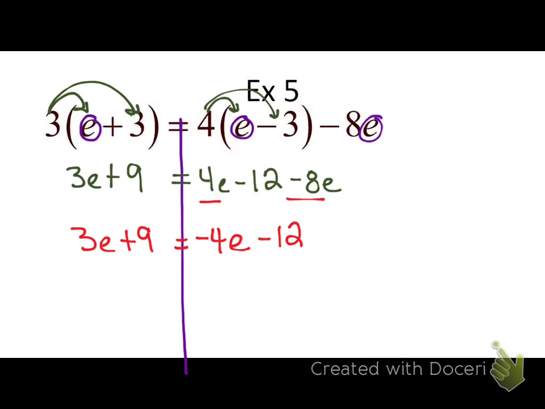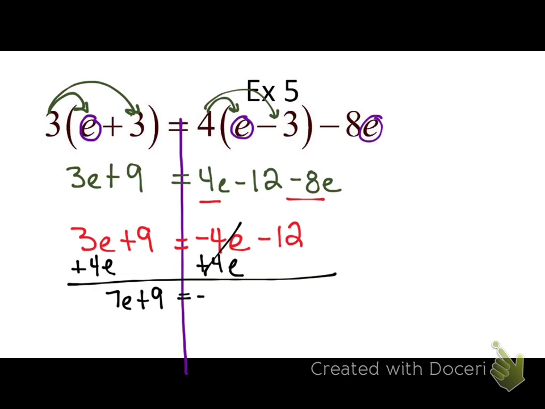Okay. New step says to do what? Get the little guy, the variable, over to the other side. What's our little guy? 4E. Now again, if you choose to move that 3E, that's okay, you're just going to be dealing with more negatives. So 3E plus 4E. So I have 7E plus 9 equals negative 12.